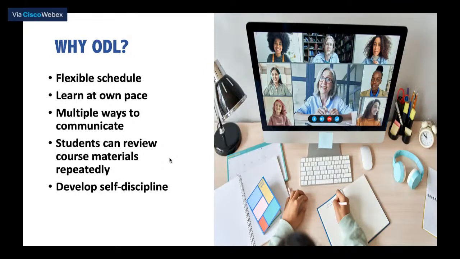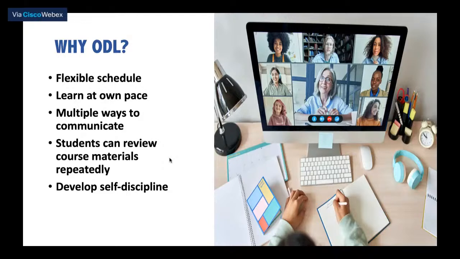Why ODL? Flexible schedule. Like I mentioned just now, we are giving flexibility to the student as well as to us. Learn at own pace, meaning that for example, they don't have to do the task within the timetable of 2 hours or whatever, but they have 1 week. So they must be able to learn whenever they have planned their time. So they can learn at their own pace.